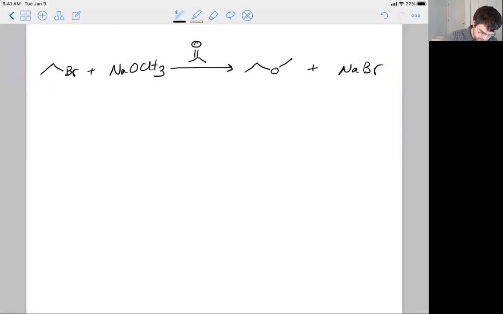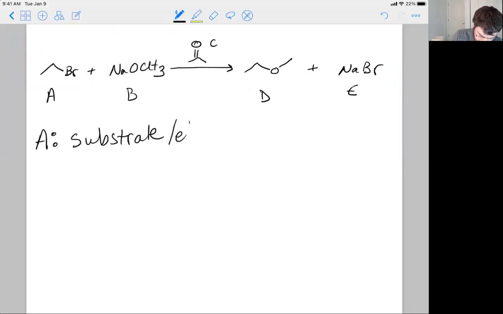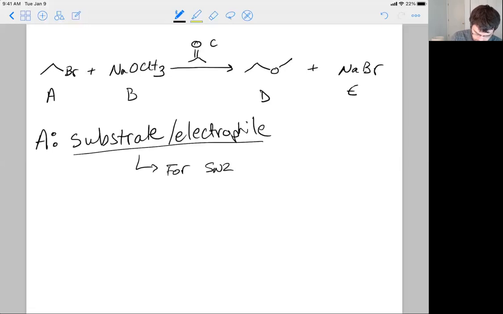Okay, so we have this reaction. This is our specific SN2 reaction that I provided on the previous page of notes. I'm going to label the components here as A, B, C, D, and E. Now let's break them down. So A is often called the substrate / electrophile. And for SN2, this is always the haloalkane.